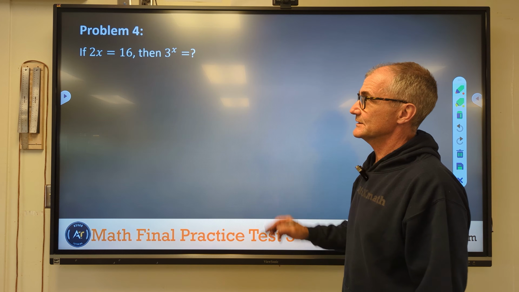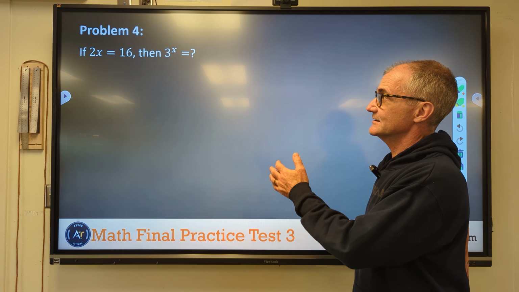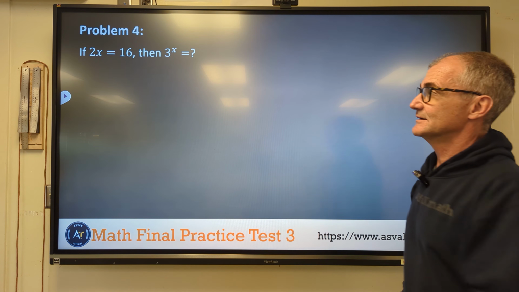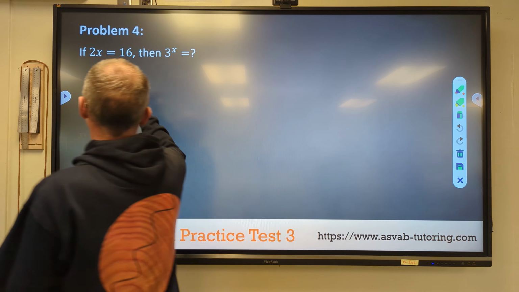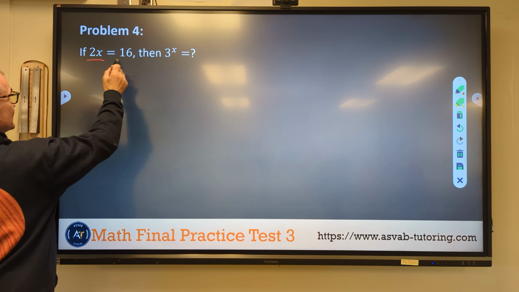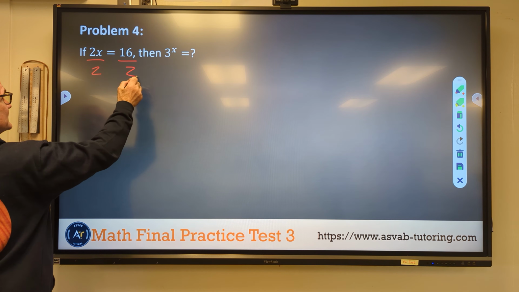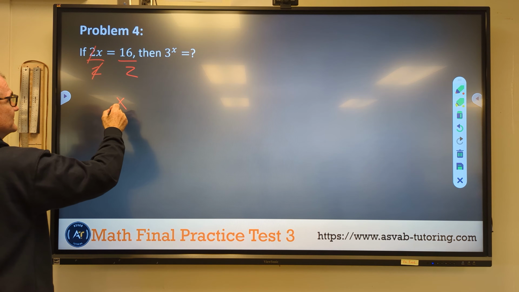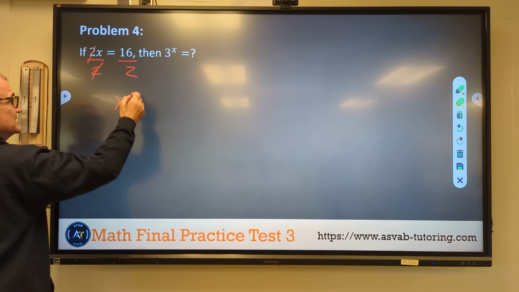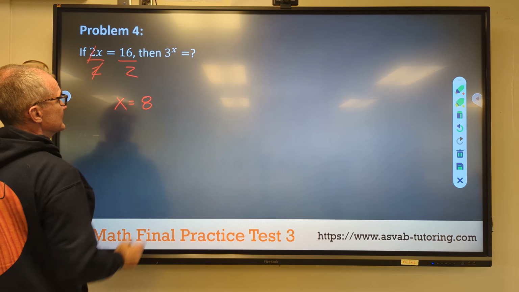Problem number 4. If 2x equals 16, 3 to the x is equal to what? Two-step problems. Step 1, I have to figure out what x is. Well, I have one equation, one variable. I can solve this. I divide both sides by 2. These 2's cancel. X is by itself. X is equal to 16 over 2, 8.